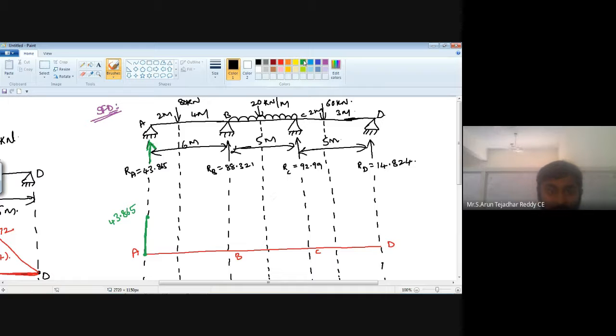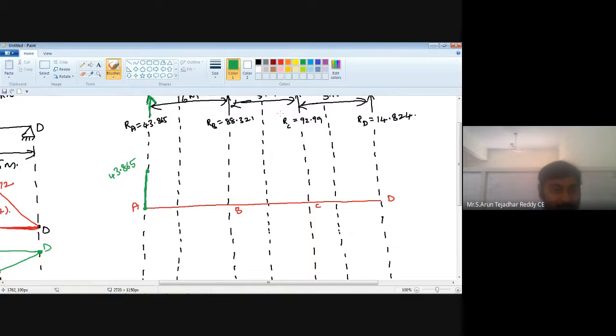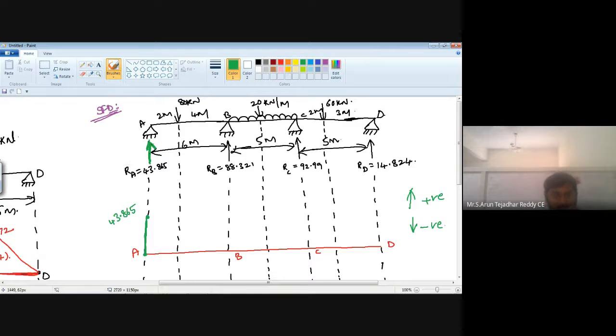Now, see, once again remember this point. Upward positive, downward negative. Just to remember this point. See, here RA is moving to upward direction. So here it is upward 43.865. Next. And from here to here 80 kilonewton load is acting in this point. So it is constant up to the load. Okay, it is constant up to the load.